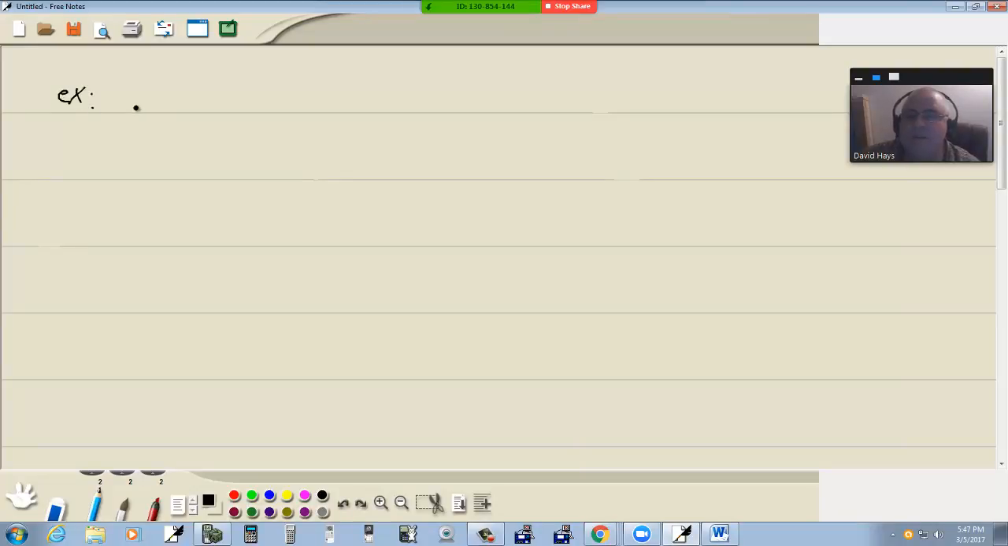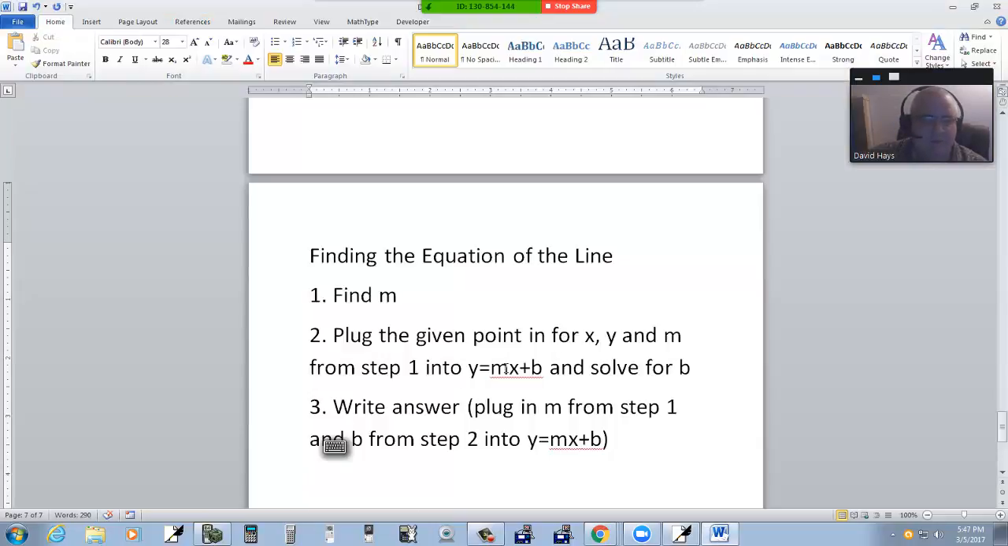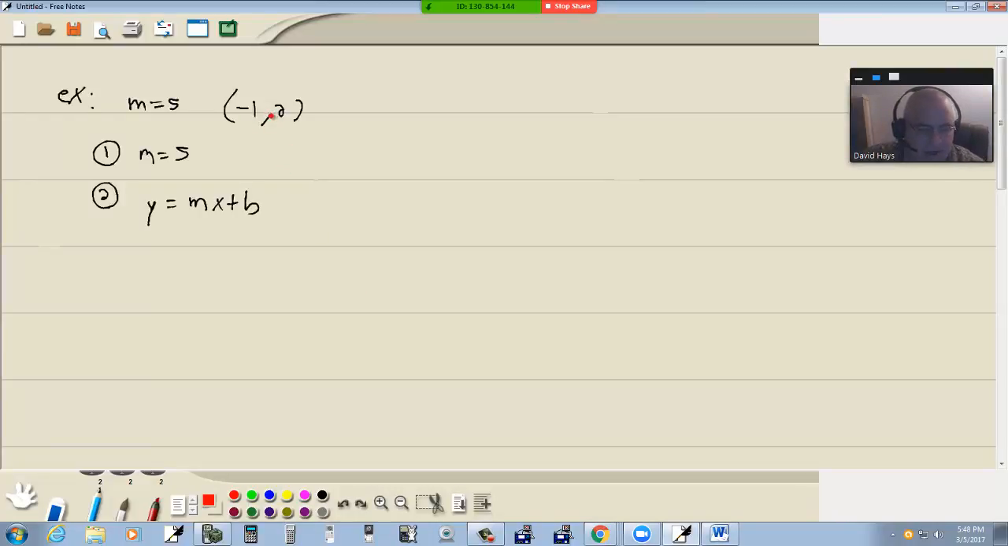So for example, if I have m is equal to 5 and it passes through the point negative 1, 2. Step 1, find m. Well, that's easy. This one's given. It may not say m, it may say slope equals 5, but same difference. Step 2, plug in the given point for x and y. When they give us a point, they're giving us a specific instance of x and y that we can use. So I'll plug that in for x, and I'll plug that in for y. So we're going to plug 2 in for the y. M we just said was 5, and x is negative 1, plus b. And then we want to solve for b.